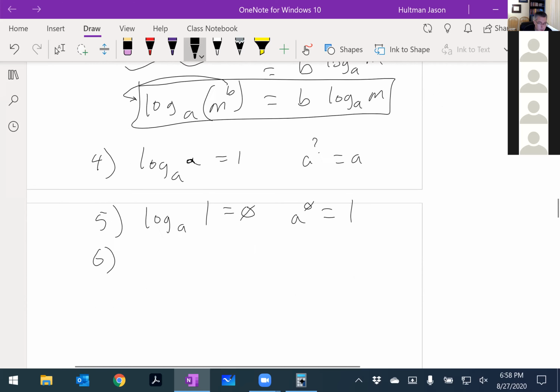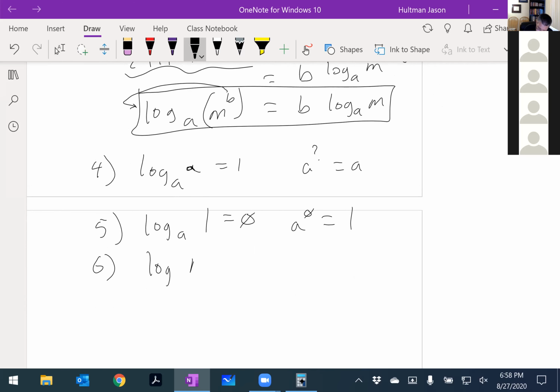Okay, log of M equals... if you don't see a base, does anybody know what the base is?